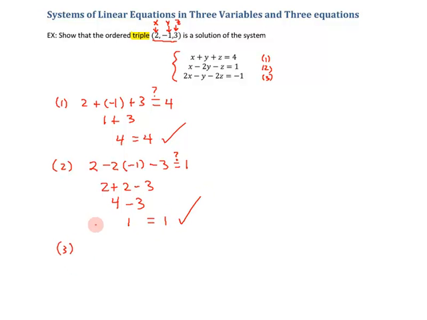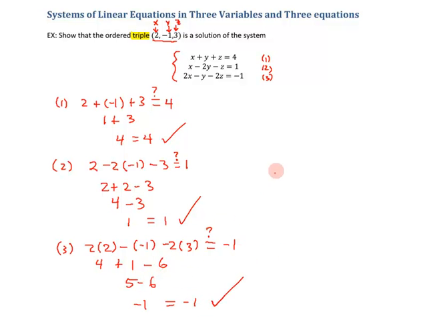Equation 3 I'll check in the same way. Substituting in for x is a 2, and for y is a -1. Notice there's a minus here, and then y is -1, so I'll have minus a -1 plus, actually -2 times 3. Question, does that equal -1? So that's 4 minus a minus is +1 minus 6. 4 plus 1 is 5. 5 minus 6 is -1. That does equal -1. So it checks. Yes, it is a solution.